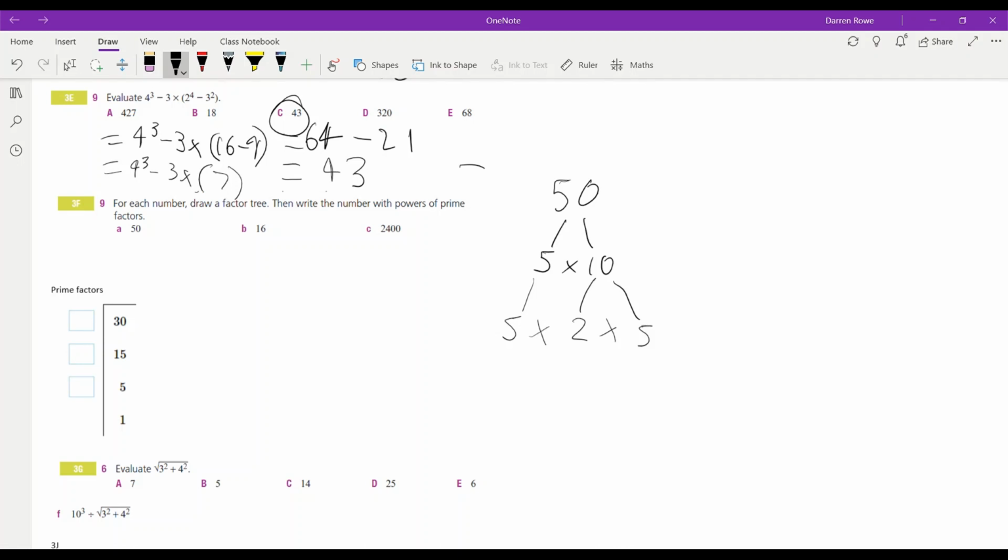So therefore, it says write numbers with powers. So what you have to do is combine the same numbers. So it's 2, 5, 5, so it would actually work out being 2 times 5 squared. I think they usually like you to put them in ascending order. So the lowest number goes over here, then it goes up from there.